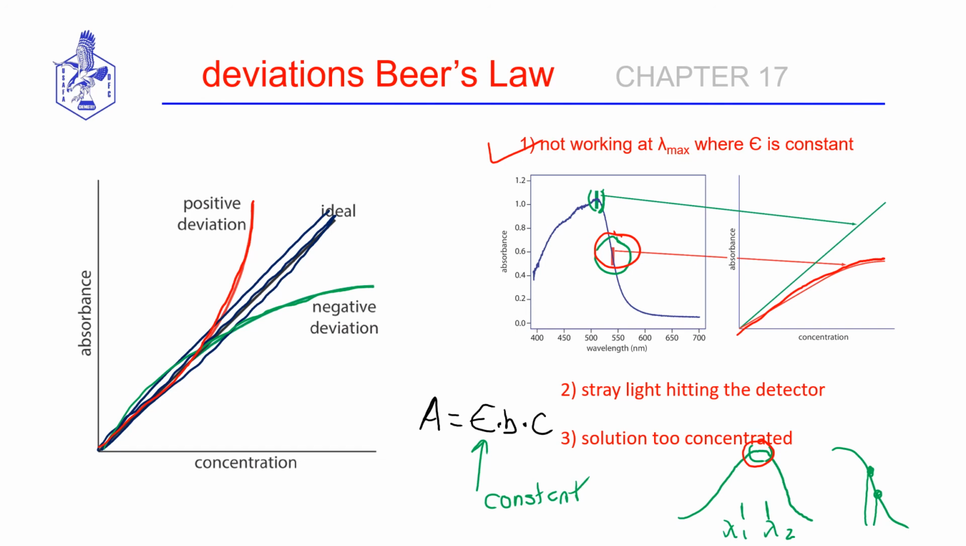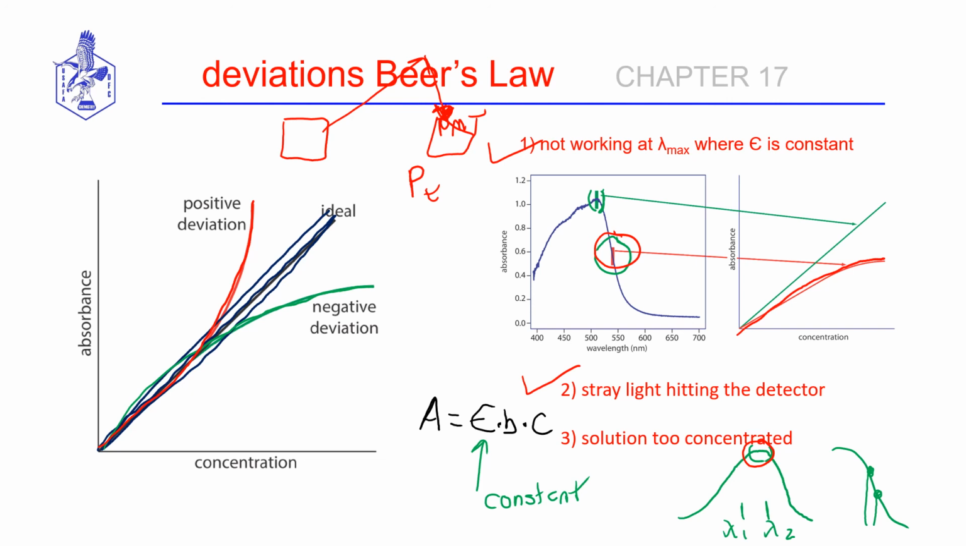Other sources of deviations from Beer's law: sometimes light can originate in the instrument and bounce around and somehow get to our photomultiplier tube. Okay, and that light didn't go through our sample. So it's going to increase the power of the light transmitted, which is going to cause lower absorption values. So stray light hitting the detector can also cause negative deviations from Beer's law.